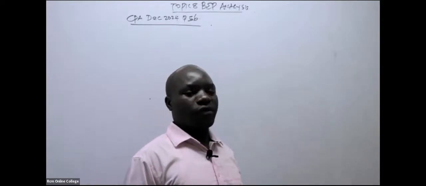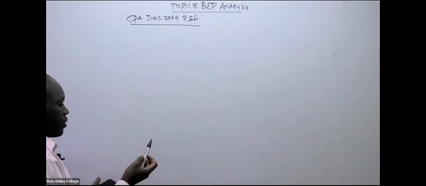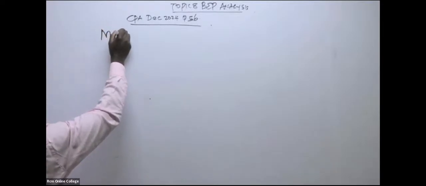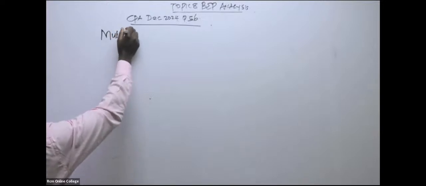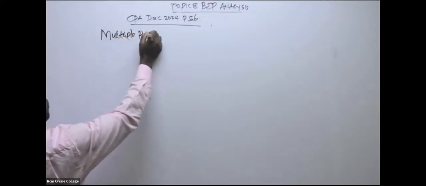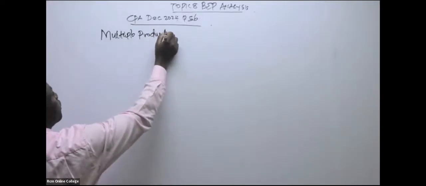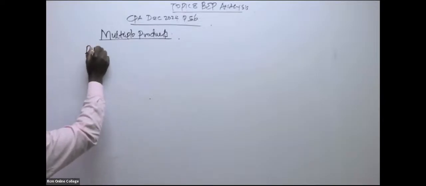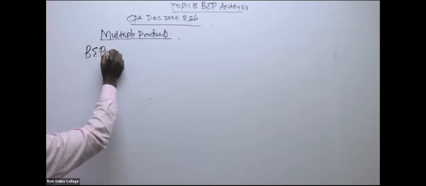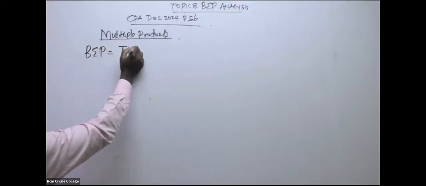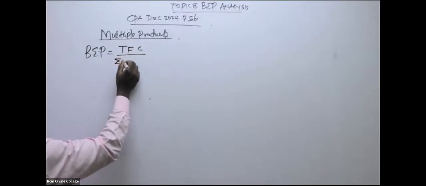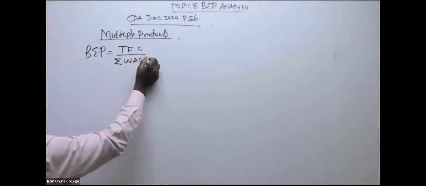So how do we deal with that first part? I will now write down the formulas that apply when dealing with multiple products. When you're dealing with multiple products, break-even point in units is total fixed cost divided by the summation of weighted average contribution margin.